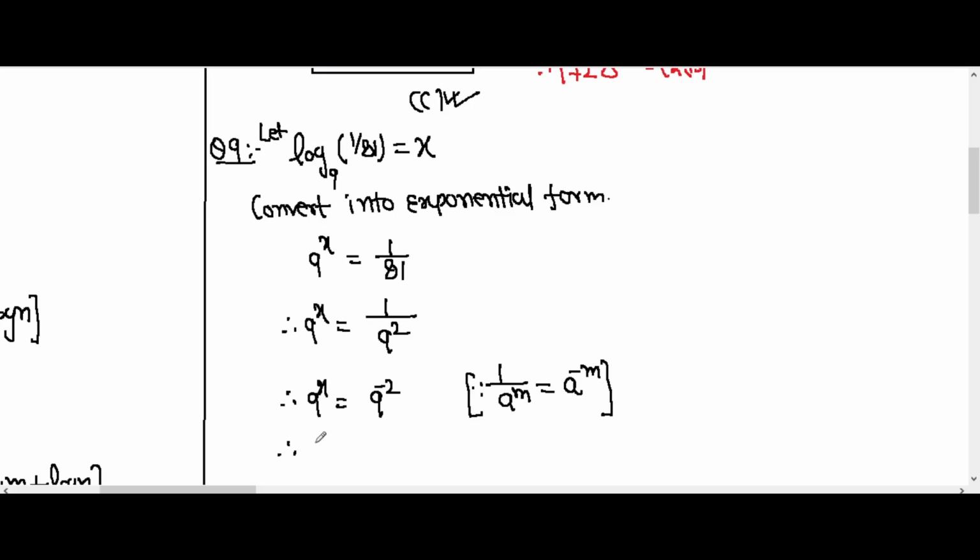So let log of 0.0625 at the base of 2 is equal to x. Again convert into exponential form. So if we convert into exponential form, then we have 2 raised to x is equal to 0.0625. Next, 2 raised to x is equal to 0.5 raised to 4.